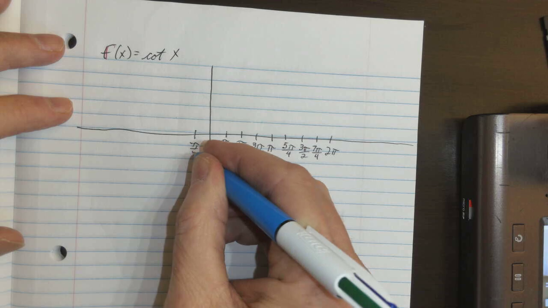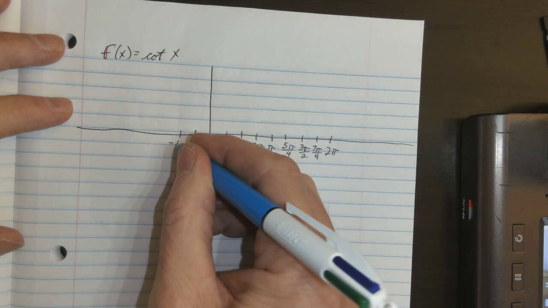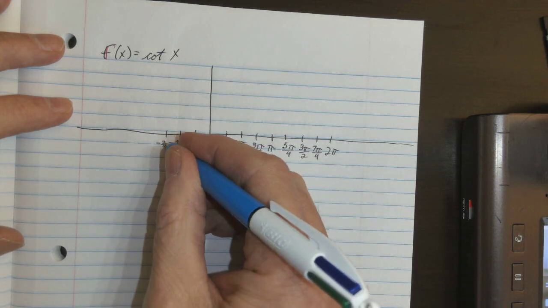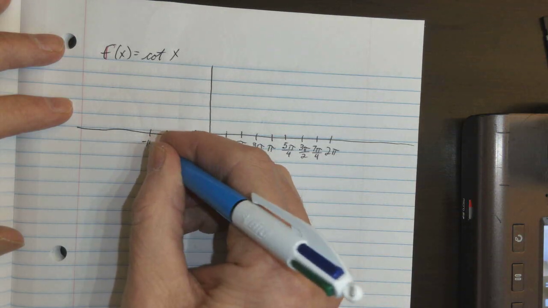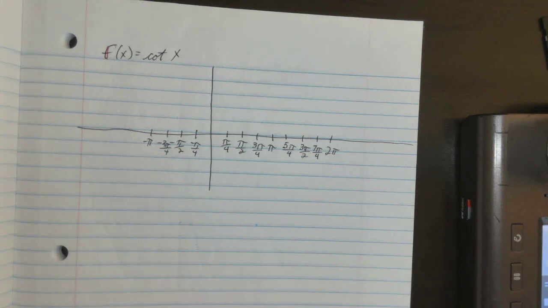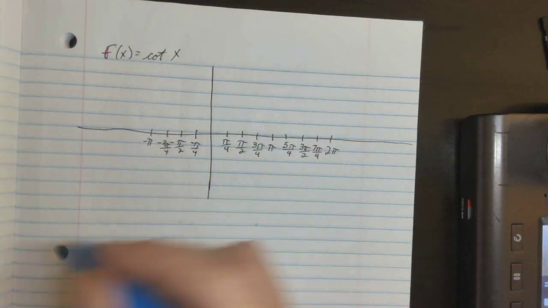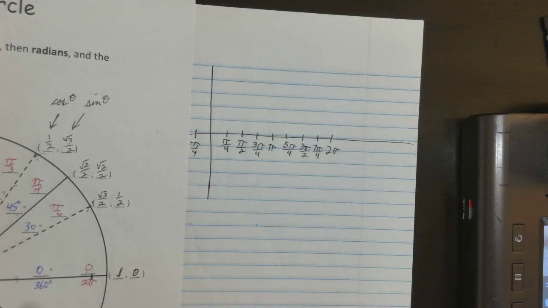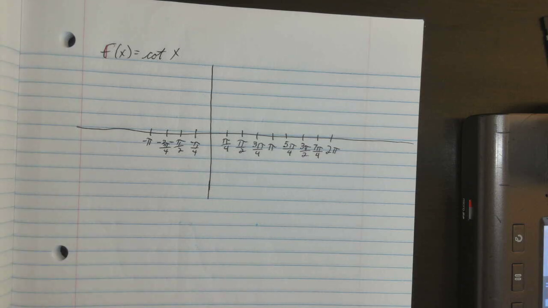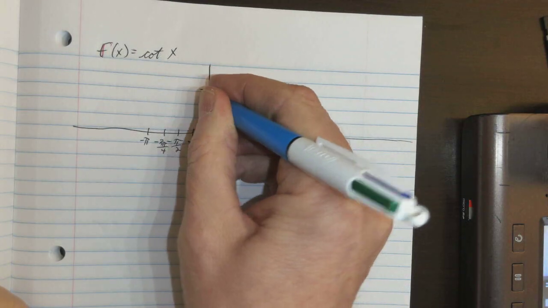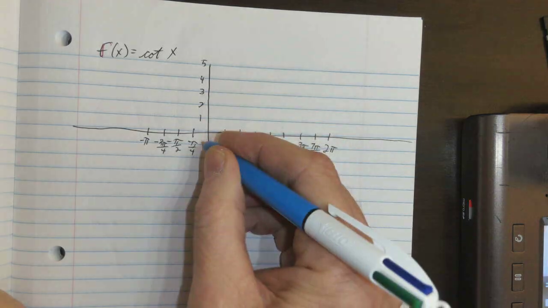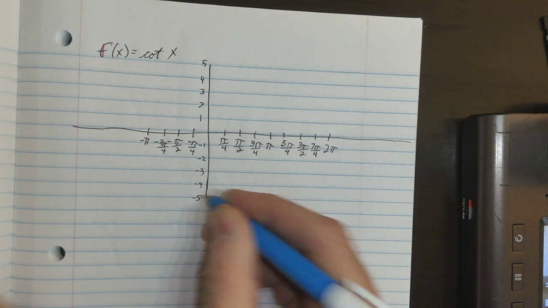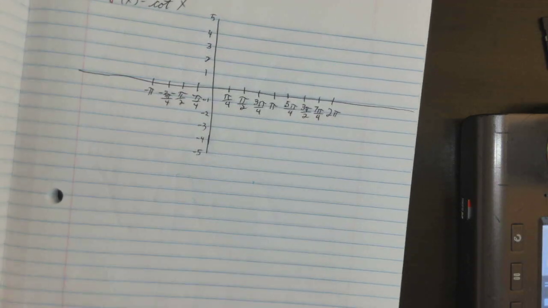Let's go a little bit over here. Negative pi over 4, negative pi over 2, negative 3 pi over 4, negative pi. I'm going to stop there. If I have to go further, I will. Let's draw the asymptotes. I'll draw those in pencil because they're not actually part of the graph.